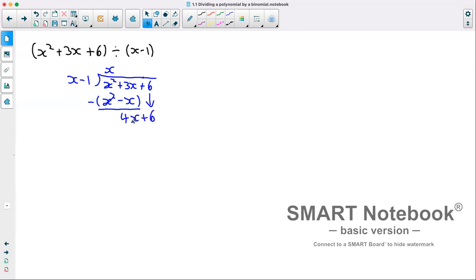Now x goes into 4x 4 times, so we've got plus 4. So we'll have 4 times x is 4x. 4 times -1 gives us -4. We're subtracting that. So these 4x's will cancel. Then we've got 6 minus -4, so that's the same as 6 plus 4, so that's 10. We have nothing left to bring down, so this is our remainder. So we've got x plus 4, remainder 10. So our quotient would be x plus 4 with a remainder of 10.